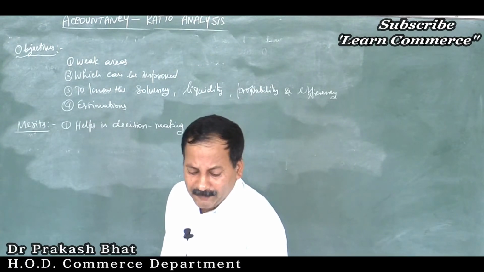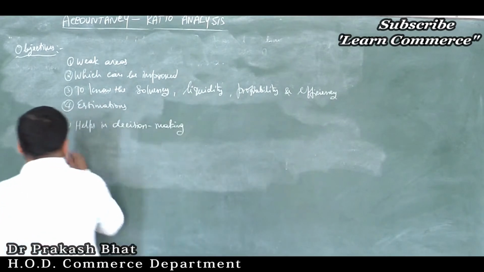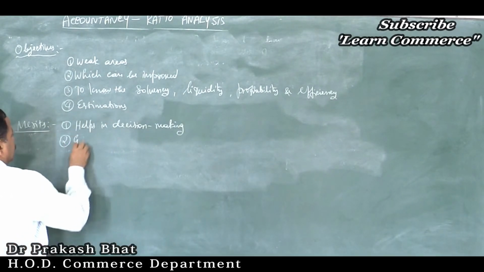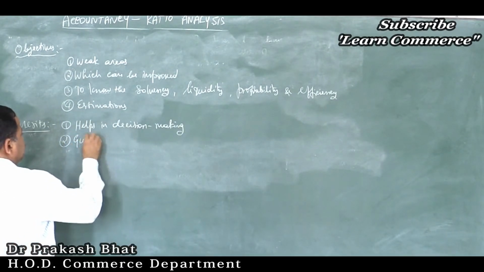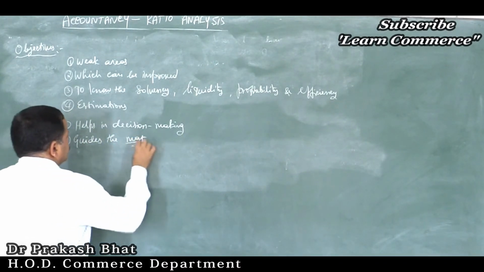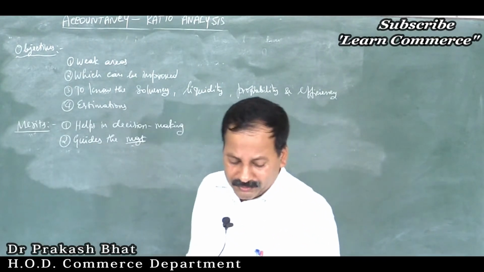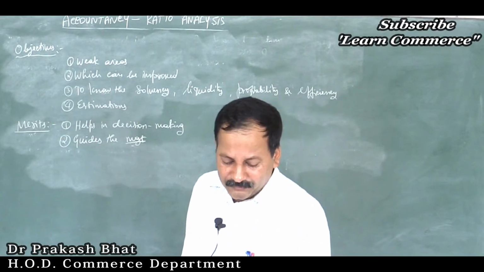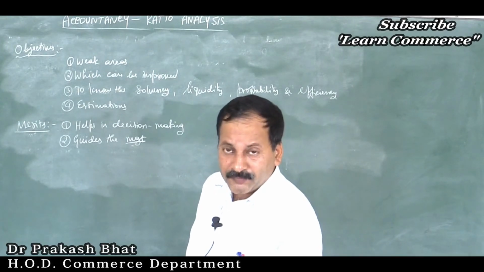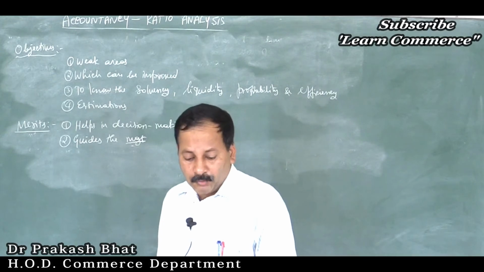Second one is helps in financial forecasting and planning. That is, it guides the management. Ratio analysis guides the management what to do, what not to do, isn't it? By taking different ratios, management will come to know what can be done, whether to stop the business, or whether to postpone an investment decision. All these things can be known.